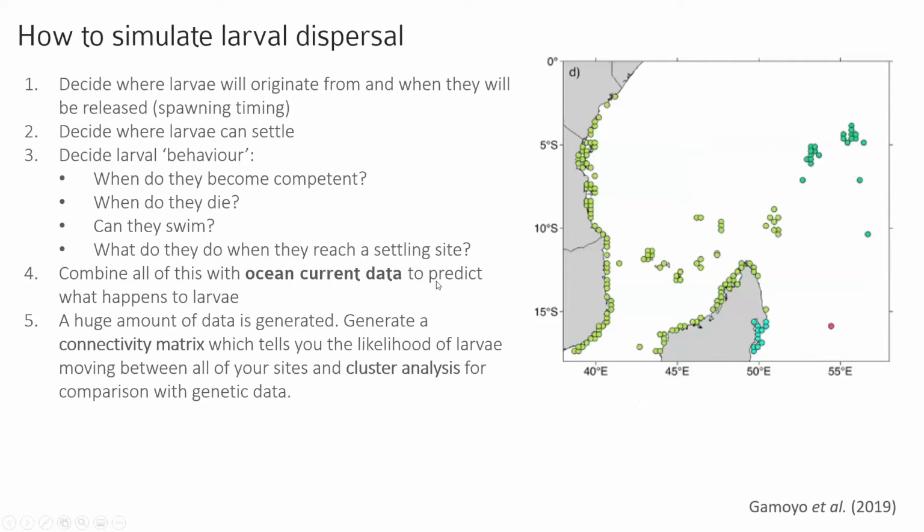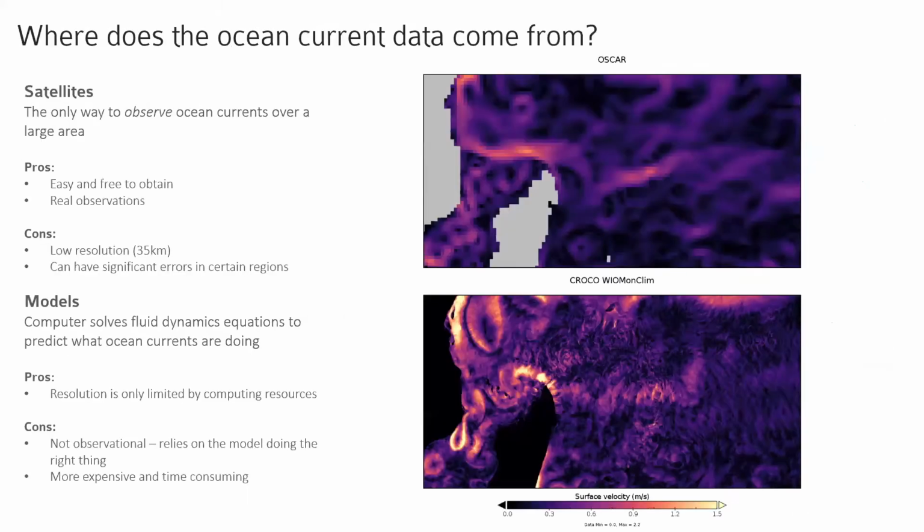So step number 4, ocean current data, is arguably the most difficult step here, because trying to predict what the ocean currents are doing in a large region is very challenging. And there are 2 ways of obtaining this data, usually. Satellites is one option, or computer models is another option. In short, with satellites it's relatively easy to get ocean current data, but it's very low resolution.